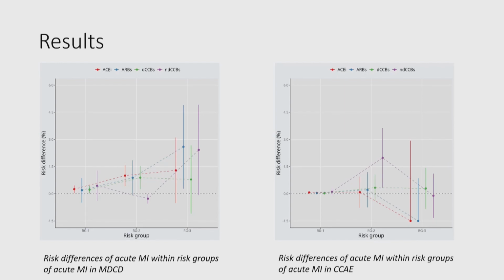This can mainly be attributed to the fact that patients in CCAE tend to be younger and healthier. In this way, they end up in the lower risk category, and thus we only have results for this lower risk category. Still, this is useful for us because it provides more evidence that for lower risk patients, treatment with thiazides doesn't seem to provide any additional benefit compared to the other treatment classes for reducing your chances of getting an acute myocardial infarction.